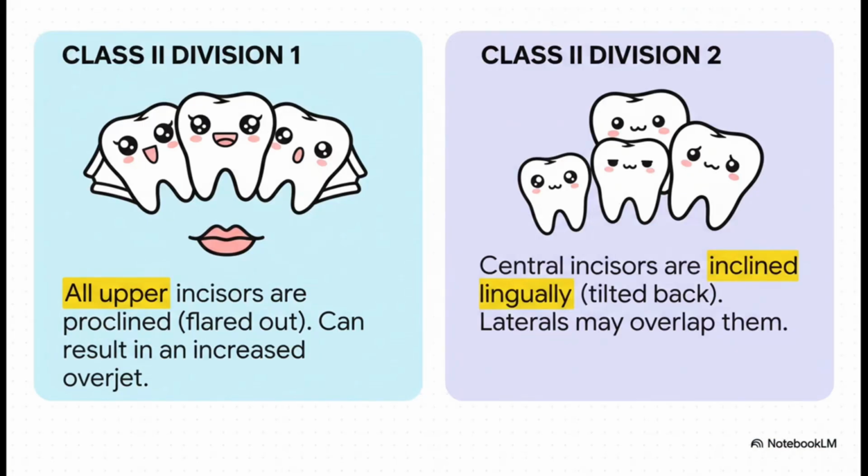And this is fascinating. Even within class 2, there are two very different flavors. Division 1 is what you probably picture. The upper front teeth are flared out, creating that noticeable overjet. But in Division 2, the front teeth are actually tilted backward, which often leads to a really deep bite where the bottom teeth practically disappear.